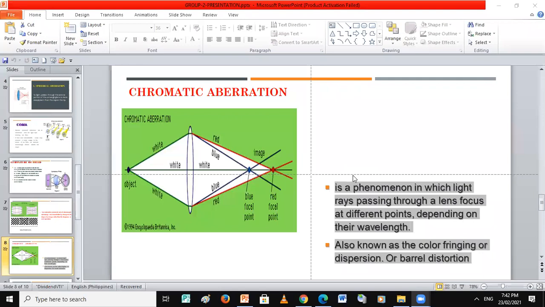So, also one of the defects inherent in lenses is the chromatic aberration. Chromatic aberration is a phenomenon in which light rays passing through a lens focus at different points depending on their wavelength, also known as color fringing or dispersion.